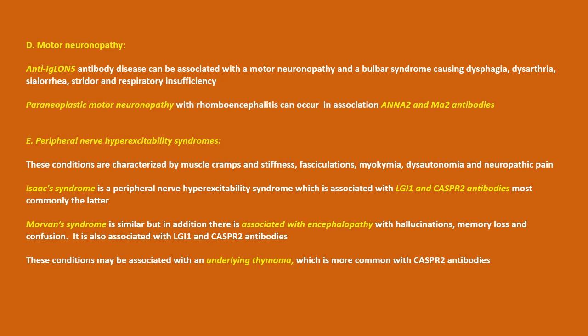Peripheral nerve hyperexcitability syndromes. These conditions are characterized by muscle cramps and stiffness, fasciculations, myokymia, as well as dysautonomia and neuropathic pain. Isaac's syndrome is a peripheral nerve hyperexcitability syndrome associated with LGI1 and Caspr2 antibodies, most commonly the latter. Morvan syndrome is similar, but in addition, there is associated encephalopathy with hallucinations, memory loss, and confusion. It is also associated with LGI1 and Caspr2 antibodies. These conditions may be associated with an underlying thymoma, which is more common with Caspr2 antibodies.